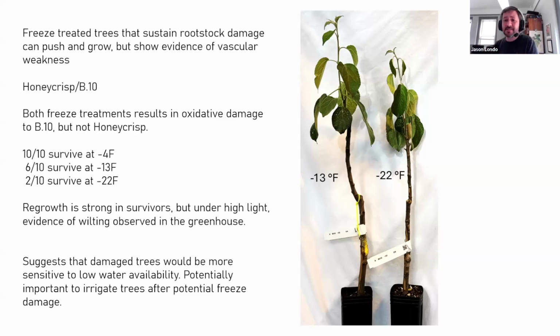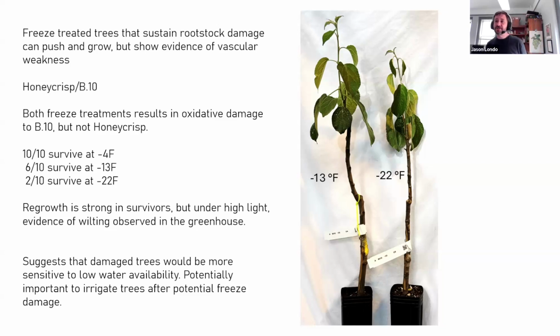This is hot off the presses. I'm still working on this experiment, and we'll be putting out some extension work on this, and we can certainly send it out to anybody who's interested. So keep in touch. What we've managed to do with this experiment, though, is demonstrate the concept of freeze damage to the rootstock can occur at temperatures that don't damage the scion, and that can have lasting effects on the tree growth.